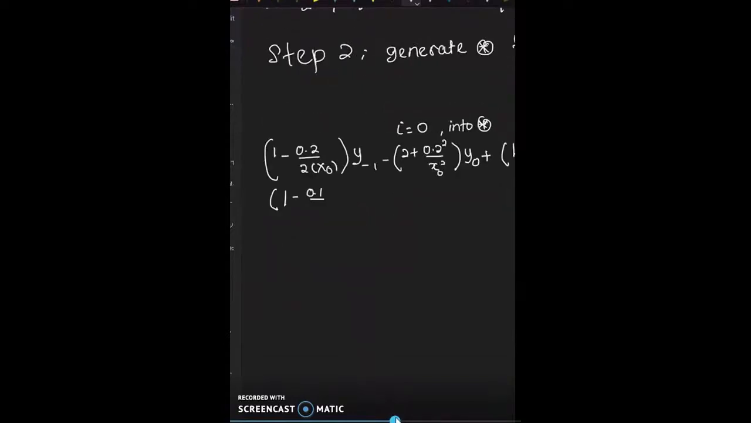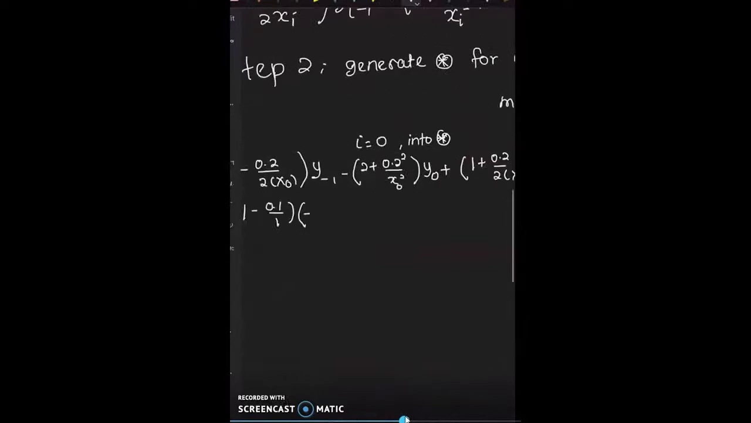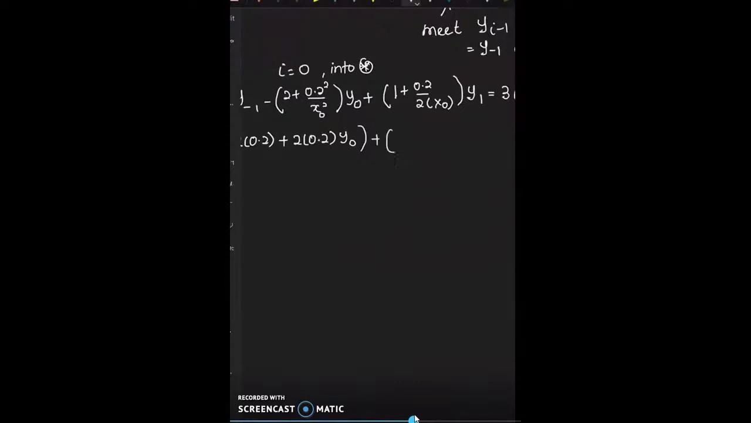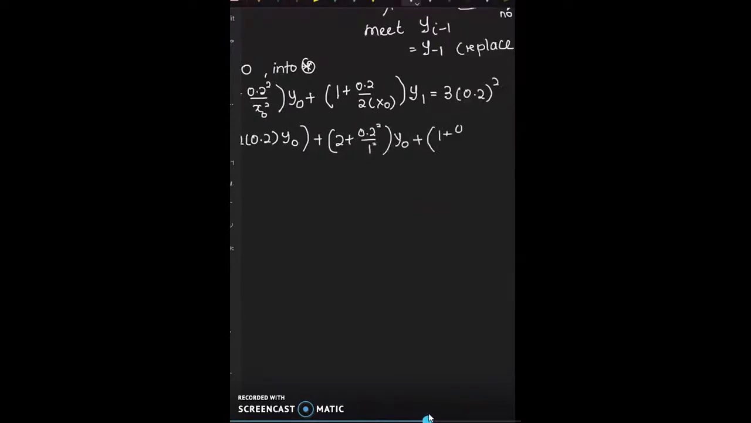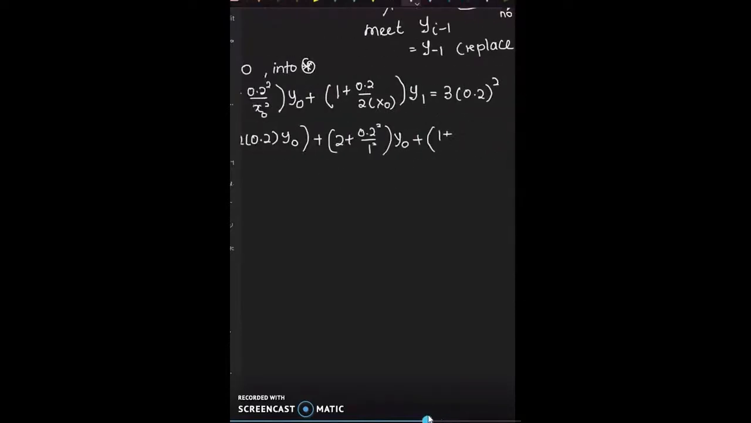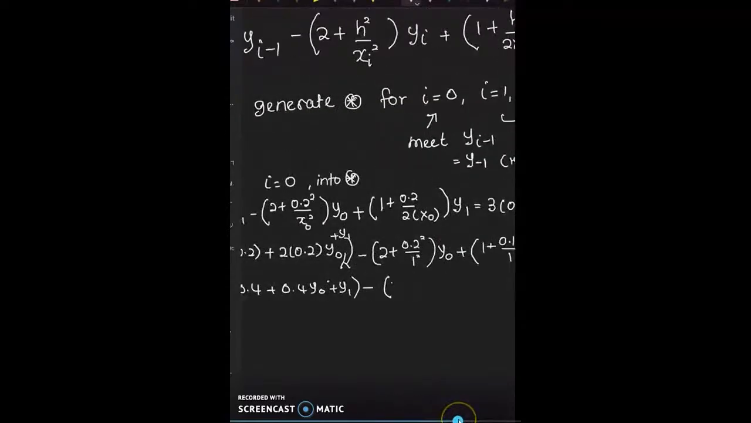1 minus 0.2, this one you can get 0.1 divided by 1. For y negative 1, you replace it with the boundary condition with the derivative. Go to the formula: negative 2 times 0.2 plus 2 times 0.2 y naught. So you can see here, you have y naught, plus y1. Now what should you do? You solve the problem. You collect which is y0 and which is y1. There are only two points here: y naught and y1.